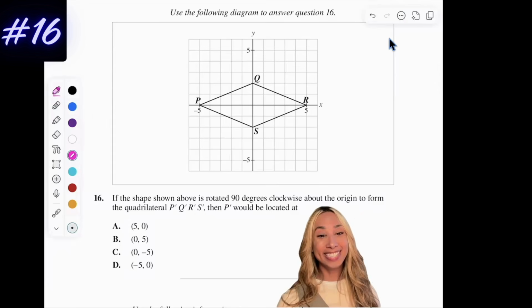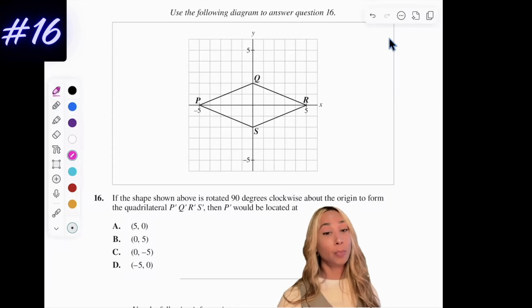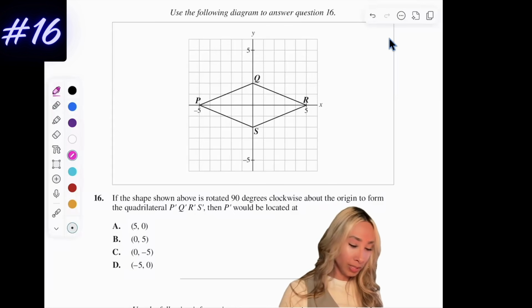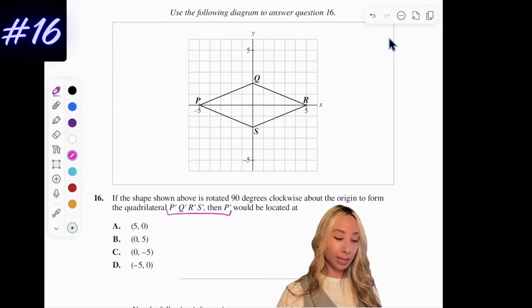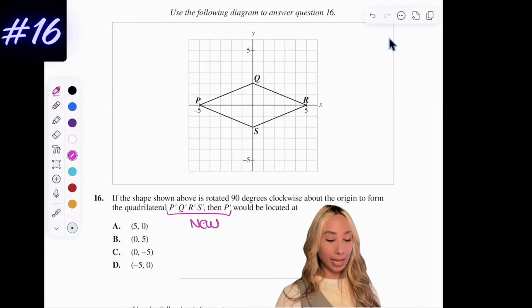All right, number 16 here. So if the shape shown above is rotated 90 degrees clockwise about the origin, to form quadrilateral P prime, Q prime, R prime, and S prime, then P prime would be located at blank. So, of course, we know that this is just basically indicating the new image. And we use the little apostrophes to indicate that it's the new one.